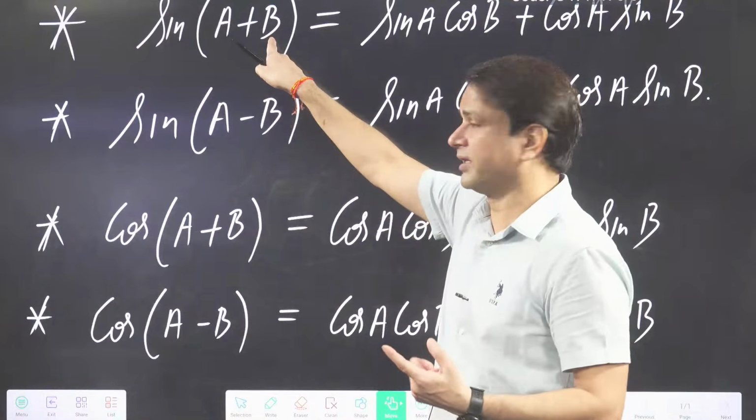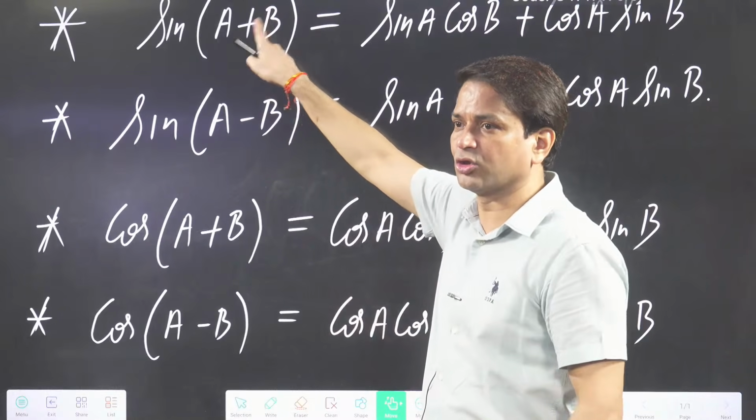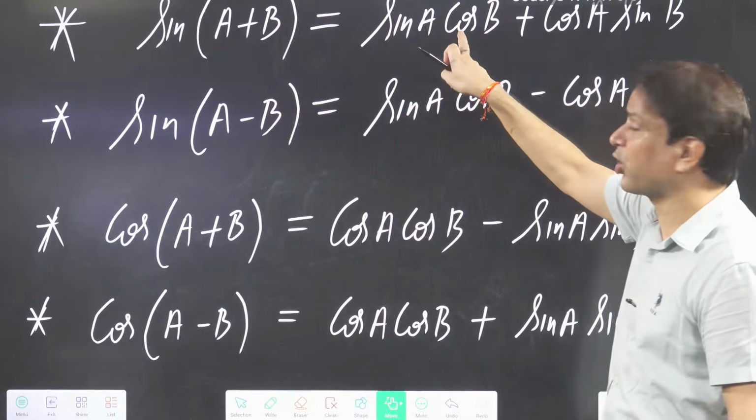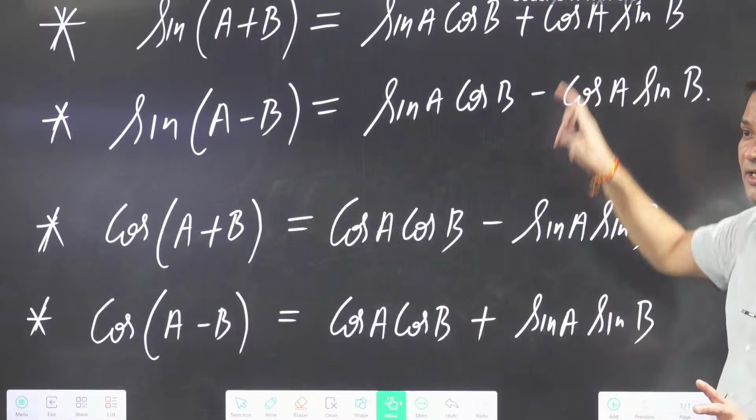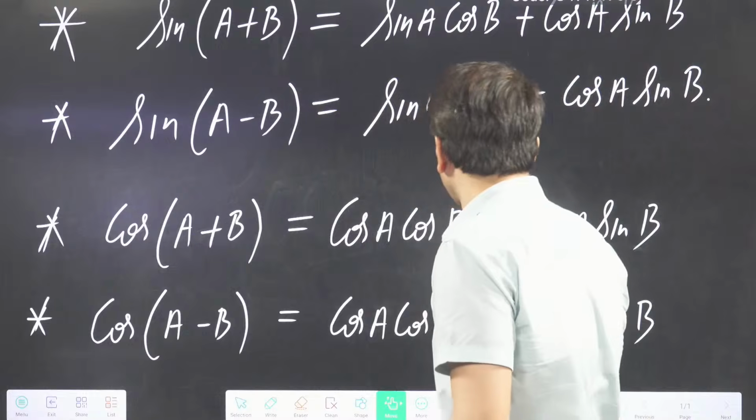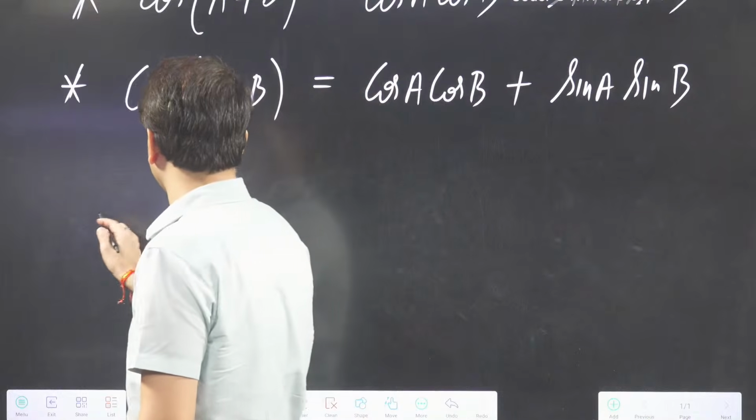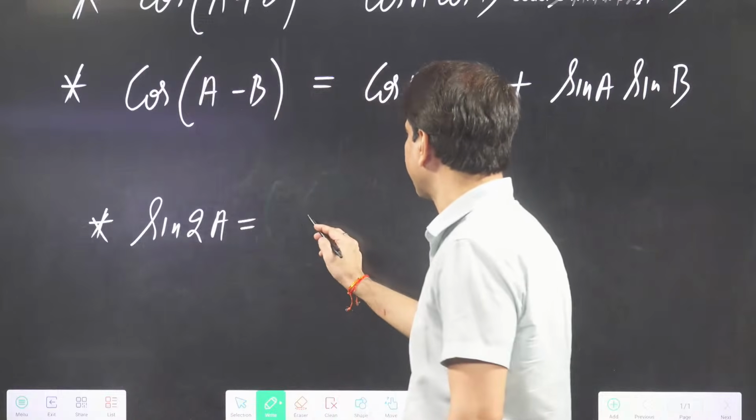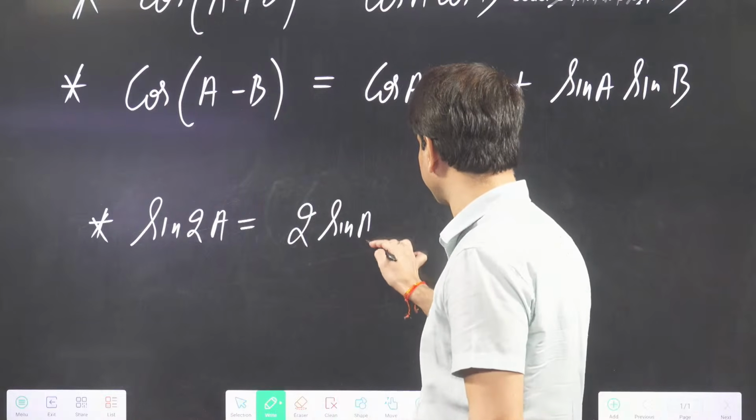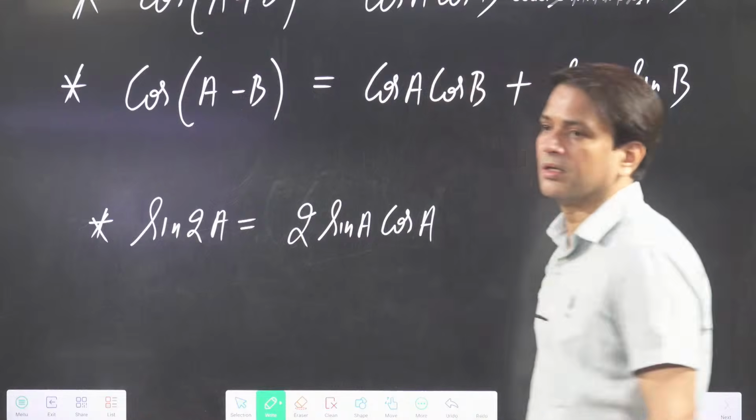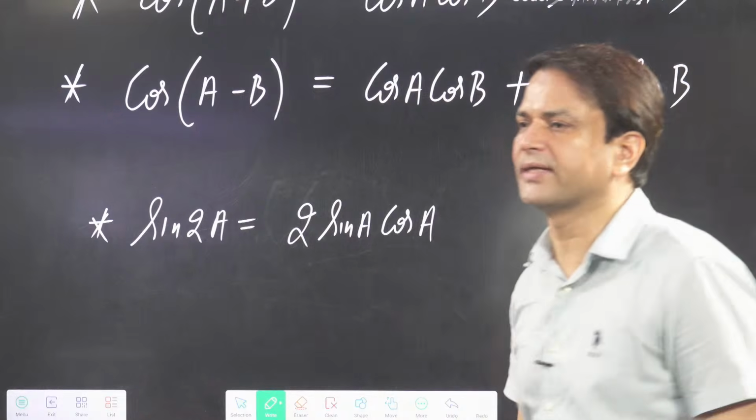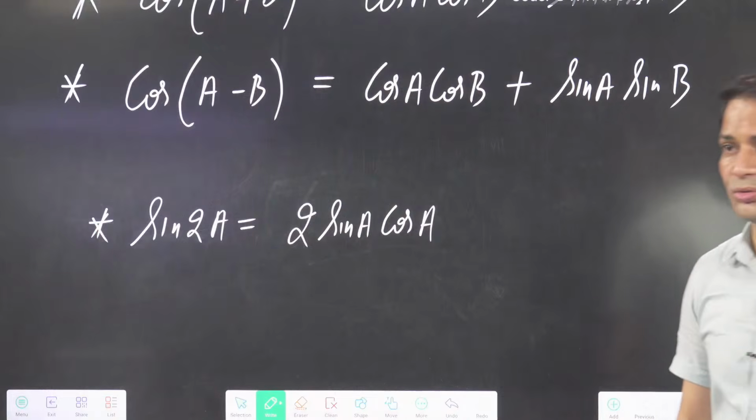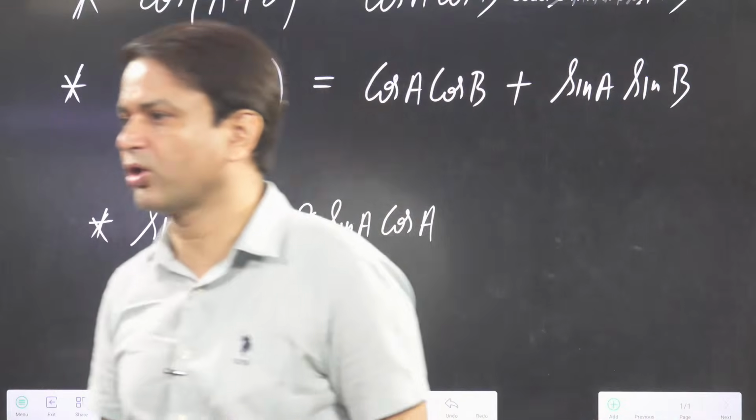Again I am repeating. Take B is equal to A and put it here, so you will get sine 2A. Then here we will get sine A cos A, then here also sine A cos A, means 2 sine A cos A. From this we get the formula of sine 2A, or sine 2 theta, whatever you say: 2 sine A cos A. So the formula of sine 2 theta is 2 sine theta cos theta, and we use this formula in so many places. So sine 2A is equal to 2 sine A cos A.